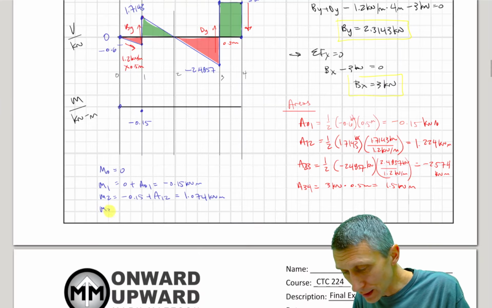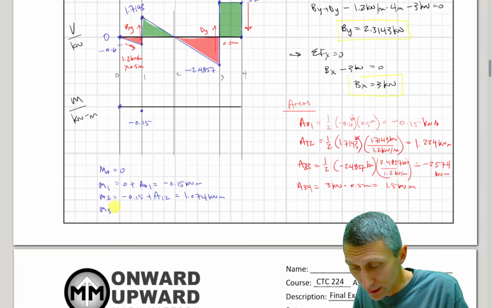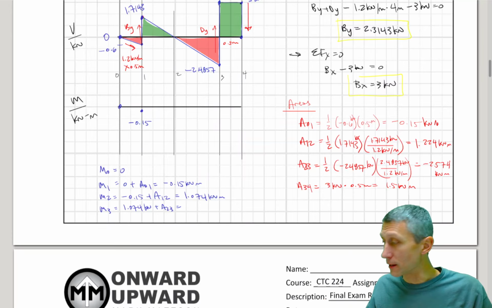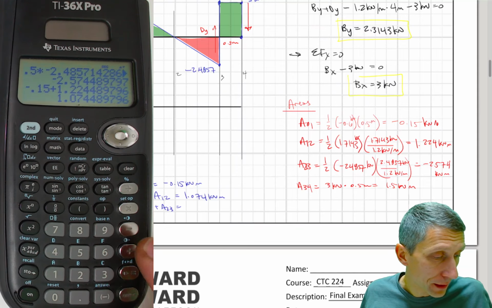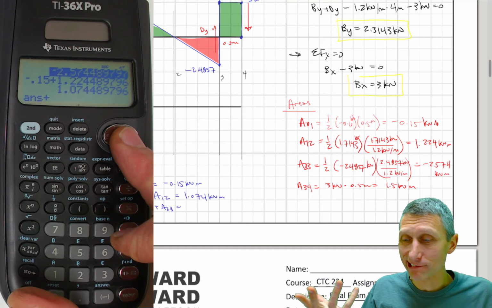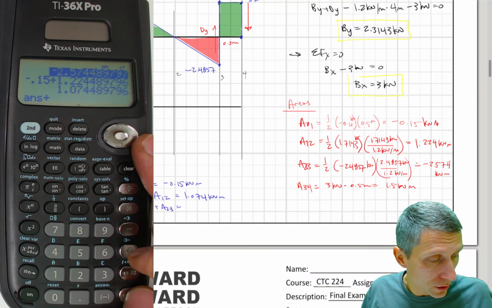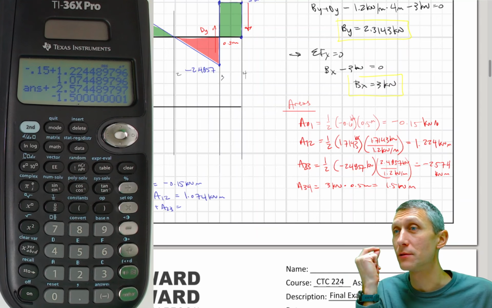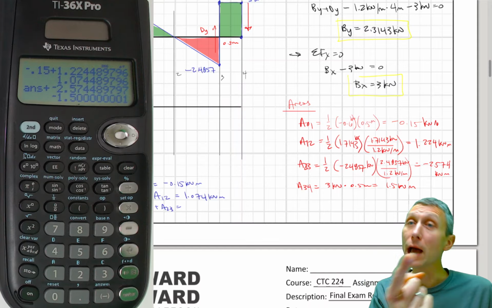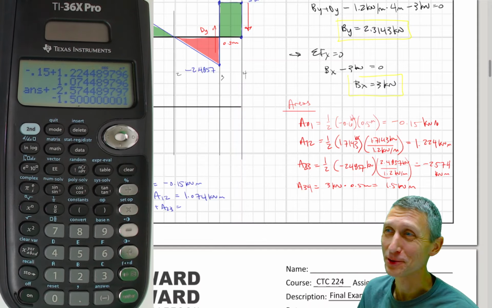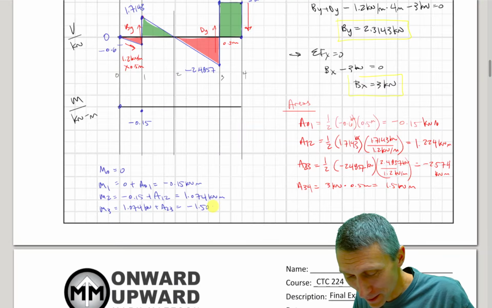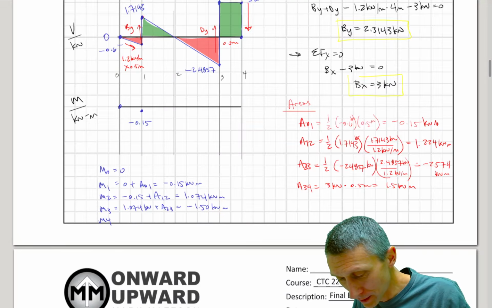And then at M3, the next one, that's my 2 line. My 3 line is just going to equal that previous one, 1.074 plus A23. So then we just add the next area, this next area here. It's a negative, so let's put it in as a negative, and we get 1.50000, a lot of zeros. Now I'm just going to run that, and hopefully you do too. So this equals minus 1.50 kilonewton meters.